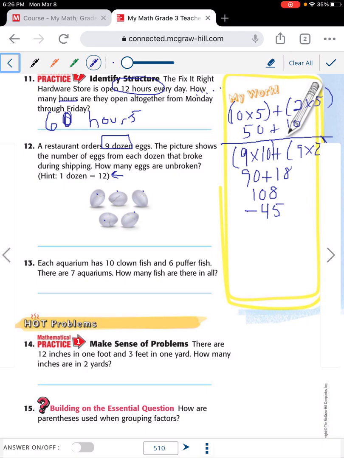We're going to take that away from our total to find how many are not broken, or unbroken. So 8 minus 5 equals 3. And then we borrow from the 1, it becomes a 0. This 0 becomes a 10. 10 minus 4 equals 6, so 63. So we have 63 eggs left over. 63 eggs unbroken.